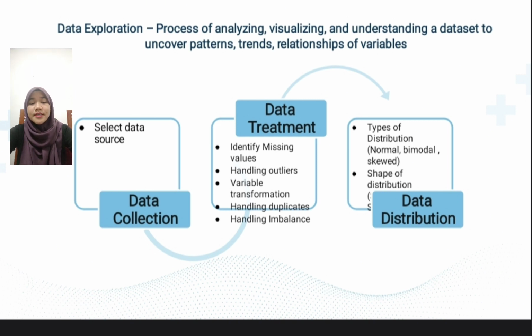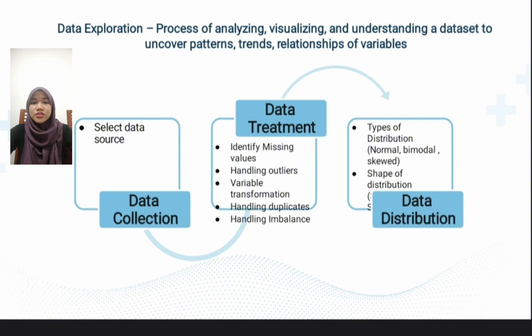First of all, we need the dataset. A dataset can be collected from various sources, which are surveys, questionnaires, experiments, open data platforms, and any academic research. In our project, the dataset is collected from the UCI Machine Learning repository. This stage we call data collection.